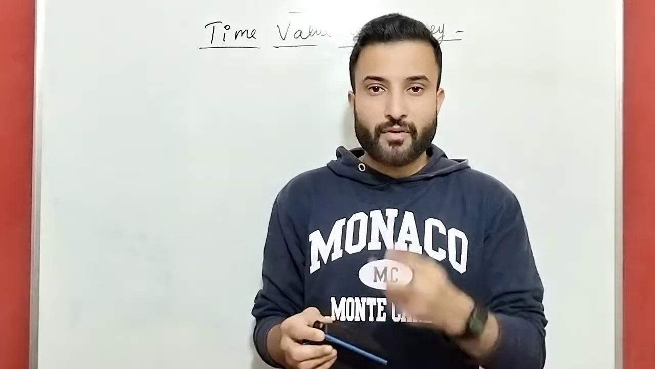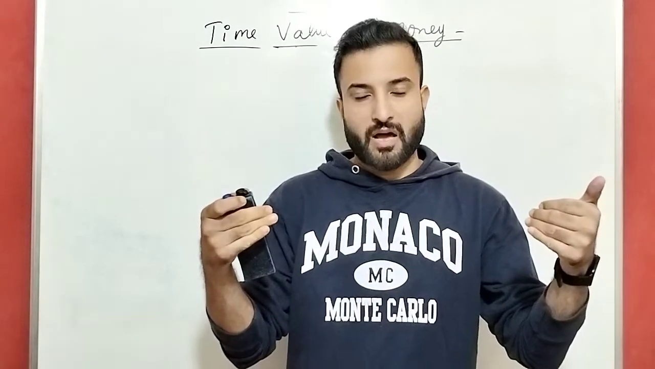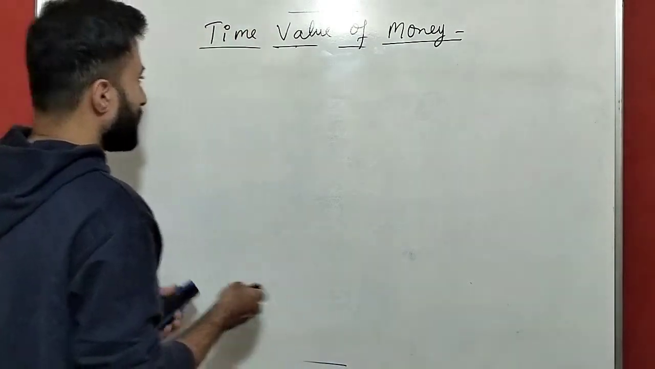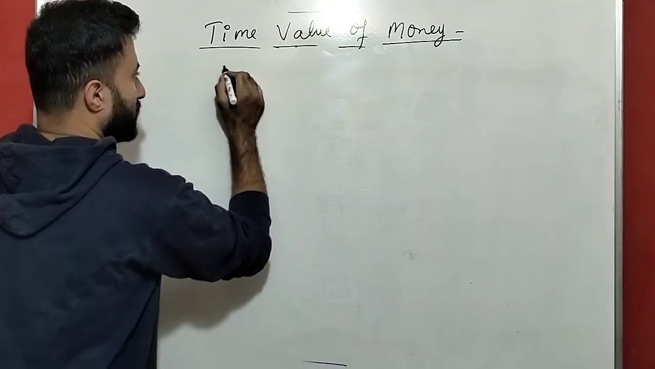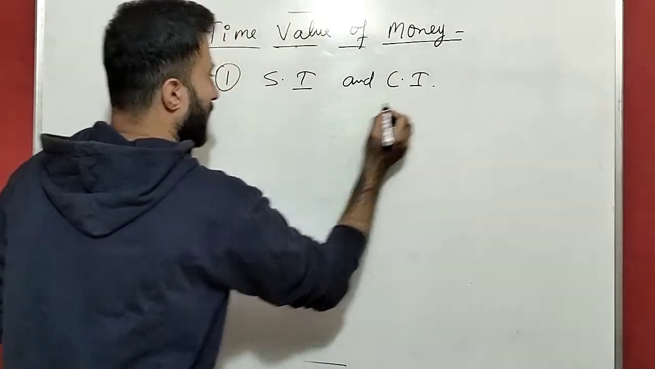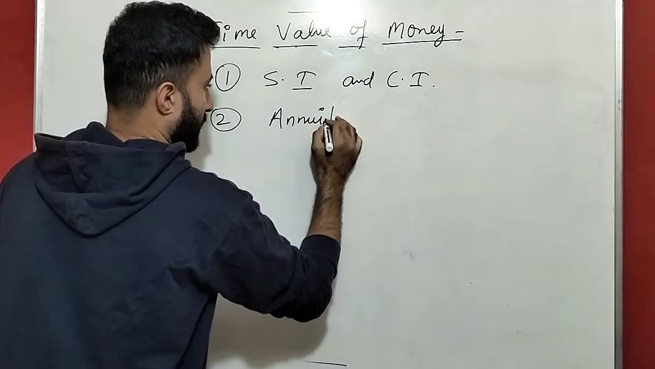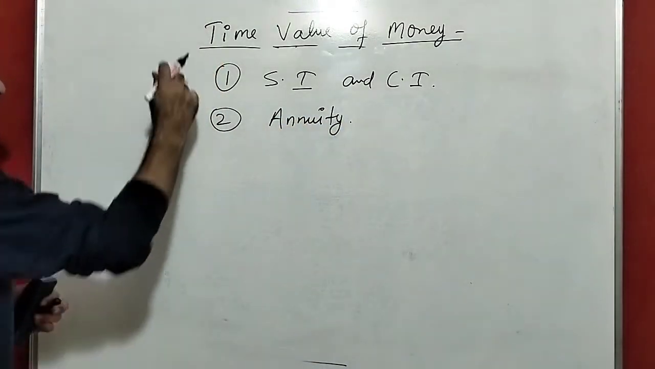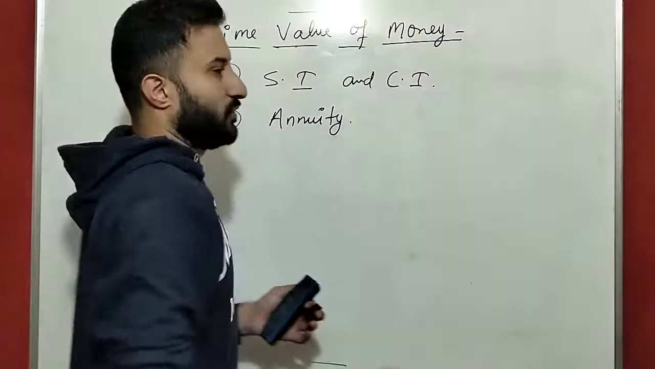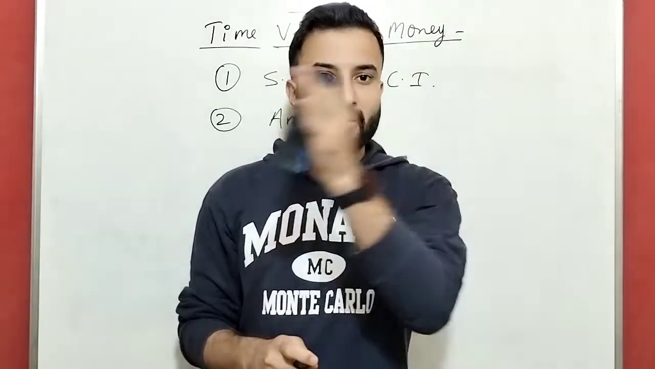So guys, in this chapter we have two topics, but I have separated this one chapter, time value of money, into two chapters. The first chapter is simple interest and compound interest. The other chapter is annuity. So I won't say time value of money; we will study them as separate chapters.